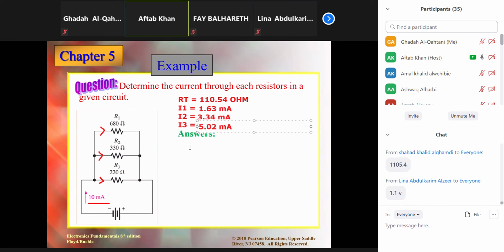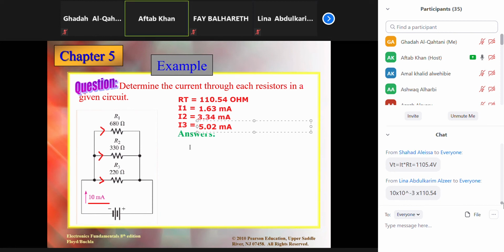What is this one, Jana? 1.1 volts. Okay, you said 1.1 volts. May I know how you calculated it? I total multiplied by R total. So how much will it be?